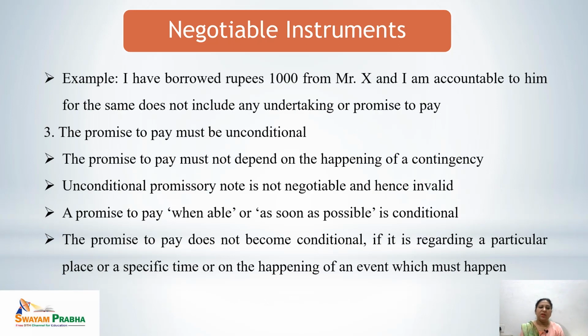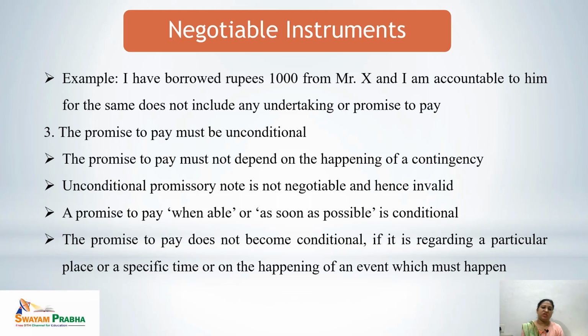Let's see the example. I have borrowed rupees 1000 from Mr. X and I am accountable to him for the same. This does not include any undertaking or promise to pay, because in this example there is an acknowledgement that I have borrowed rupees 1000 from Mr. X and I am accountable to him, but there is no promise that I would pay rupees 1000 to Mr. X. So in absence of that promise, it cannot be said that this is a valid promissory note.